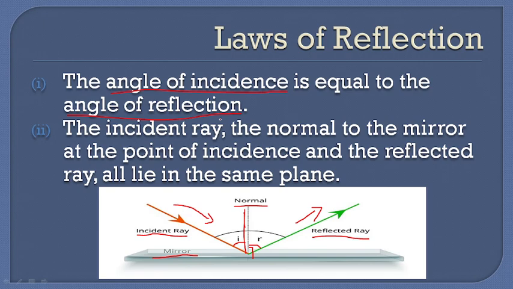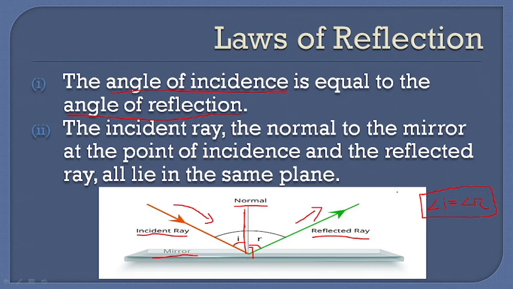The first law is telling that the angle of incidence is equal to the angle of reflection. The incident ray that is falling makes an angle with the normal, this angle of incidence I, and it is equal to the angle of reflection. The first law is telling that the angle I is equal to the angle R. So the first law says I equals R.